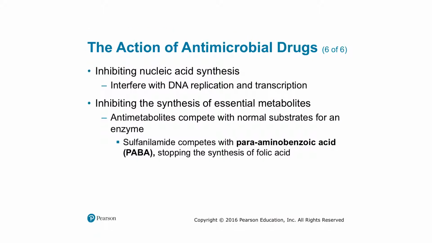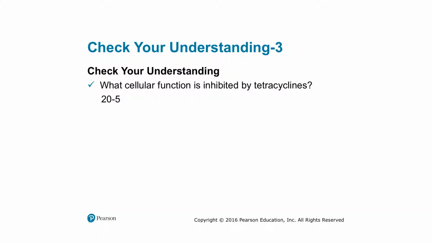Inhibiting nucleic acid synthesis is going to interfere with both DNA synthesis and transcription. Inhibiting the synthesis of essential metabolites is where antimetabolites compete with the normal substrates for an enzyme. So sulfonamides are going to compete with para-aminobenzoic acid, or PABA, stopping the synthesis of folic acid.